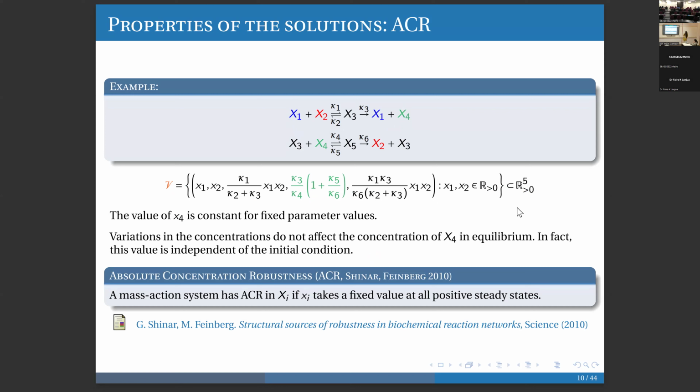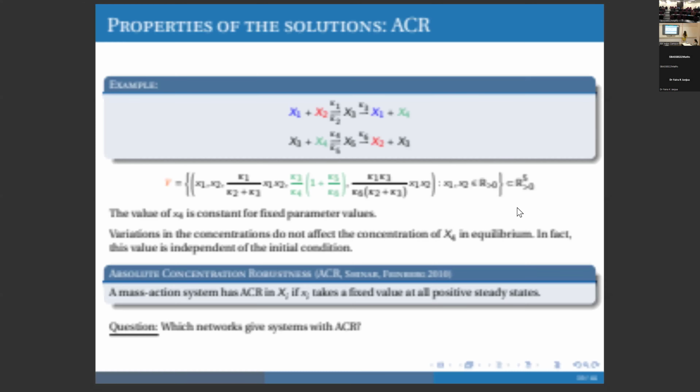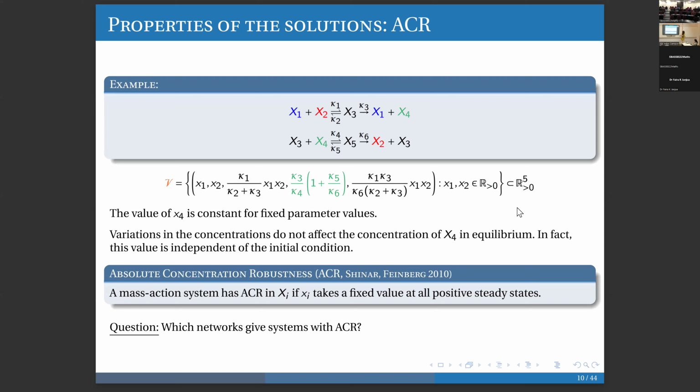Of course, one can also think of the network, and then it would be a network has ACR if for all K, or maybe we're interested in for some K, it has this property. That's up to you. By the way, all the references will be in the last slide. So the last, I don't know, 7 slides are just references from this lecture and from all the former lectures. Yeah, so the question is, can we detect by the graph whether a network or some systems have ACR?